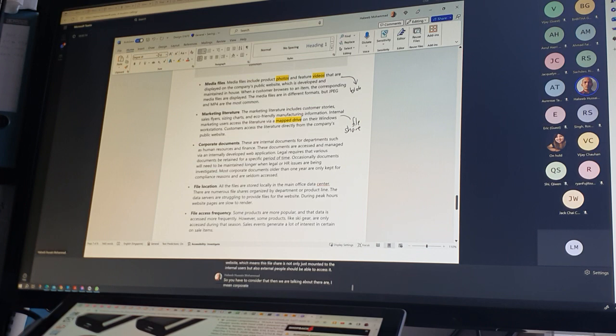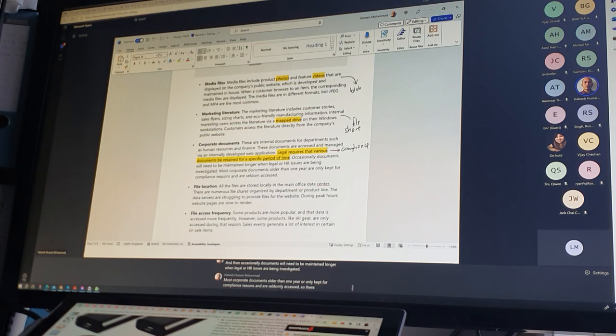corporate documents are internal documents for departments such as human resources and finance. These documents are accessed and managed via an internally developed web application. Legal requires that various documents must be retained for a specific period of time, which means this is compliance, right? So write compliance here. And then occasionally documents will need to be maintained longer when legal or HR issues are being investigated. Most corporate documents older than 1 year are only kept for compliance reasons and are seldom accessed.